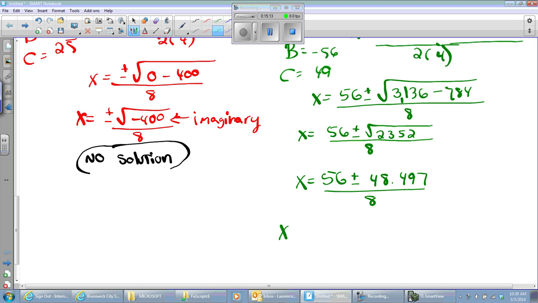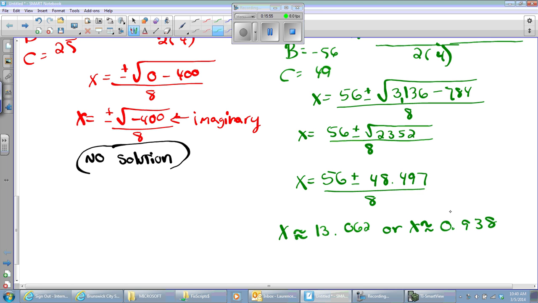Okay, and so I'm going to get two answers. X is going to equal 56 plus 48.497 divided by 8. So X is going to be approximately equal to 13.062, or X is going to be approximately equal to 56 minus the square root number, divided by 8, and I get 0.938, and that's a rounded answer.